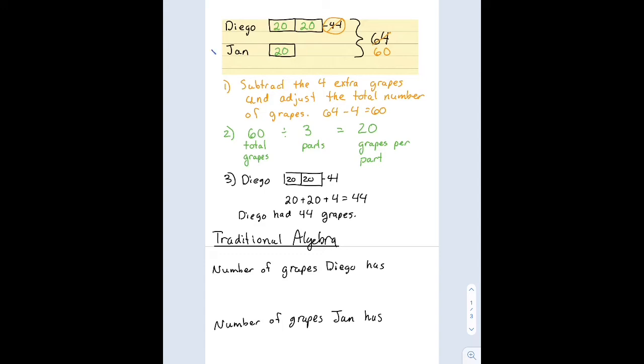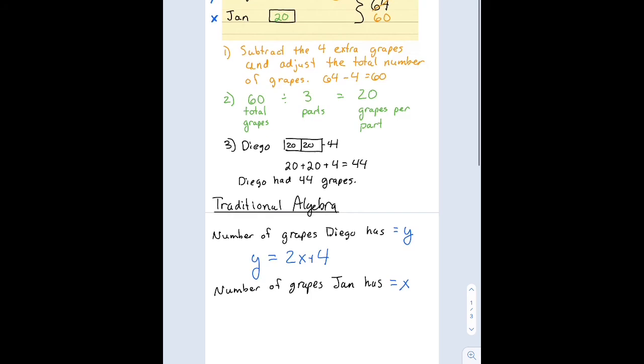We'll let x be the number of grapes that Jan has, and y be the number of grapes that Diego has. But right away I can see that I can write y in terms of x. y is 2x plus 4. I know that my total number of grapes initially was 64. So the number of grapes that Diego has plus the number of grapes that Jan has equals 64.